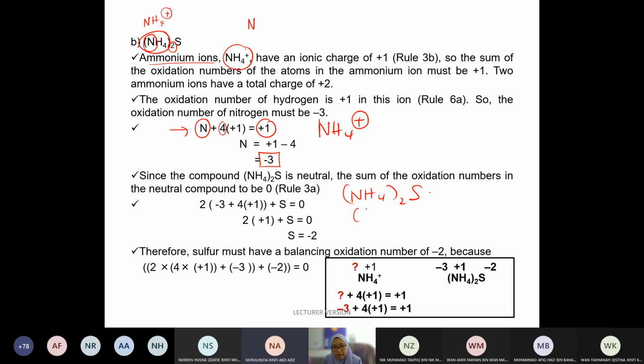Okay, so the nitrogen we found just now is -3, plus hydrogen, which has 4 of them at +1, right? Don't forget this 2 multiplied there. Sulfur we don't know, and the overall is equal to 0. Okay, alright. So you want to find X. X is S, for sulfur. So X is equal to -2.